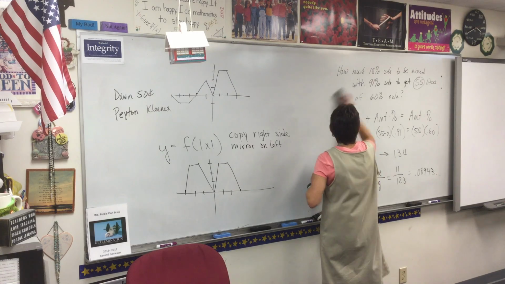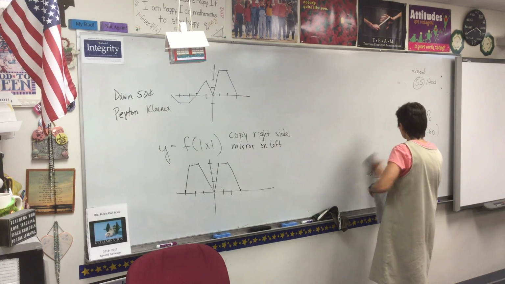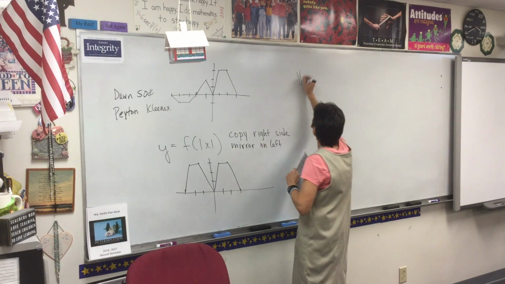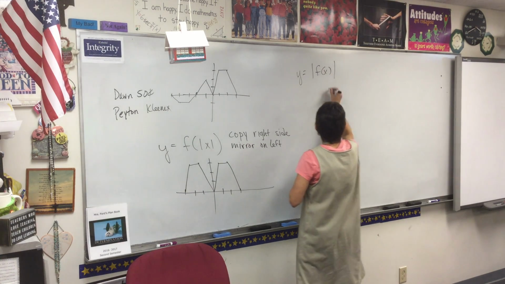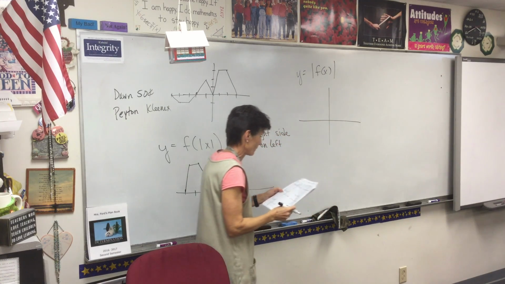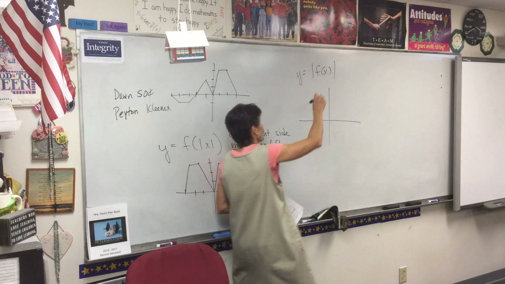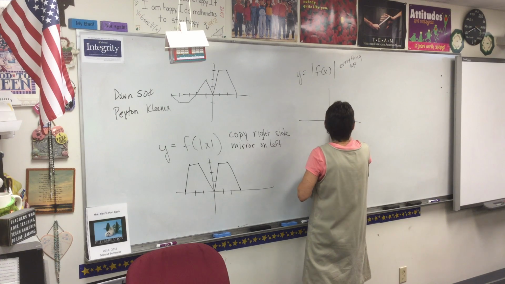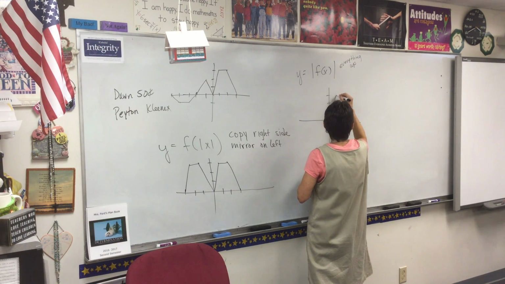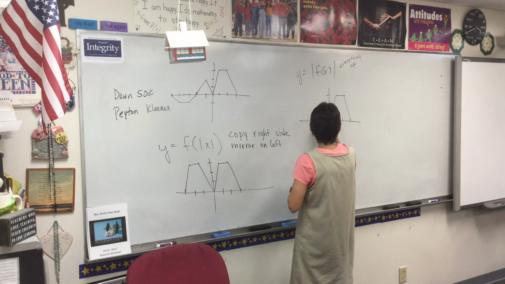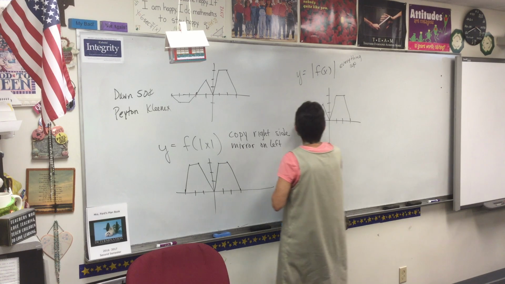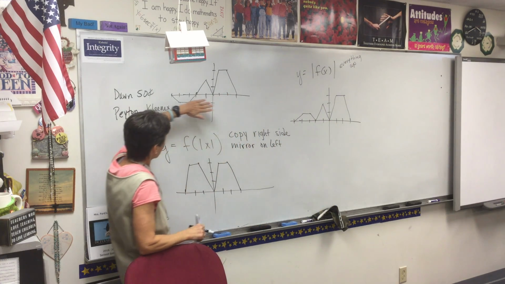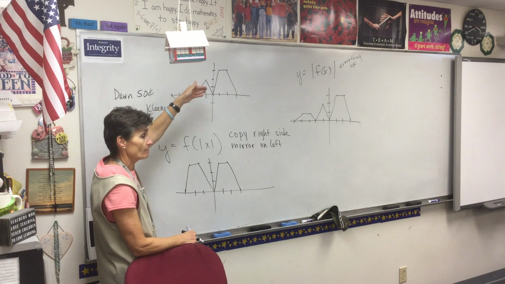Now, B is another absolute value, but it's handled differently because it's the absolute value of the whole thing. So what happens here when we have the absolute value of the whole picture? Bottoms go up. So everything up for this one. The trapezoid is already up, and the triangle is already up, but now the little trapezoid has to come up. So whatever's down here just gets folded up.